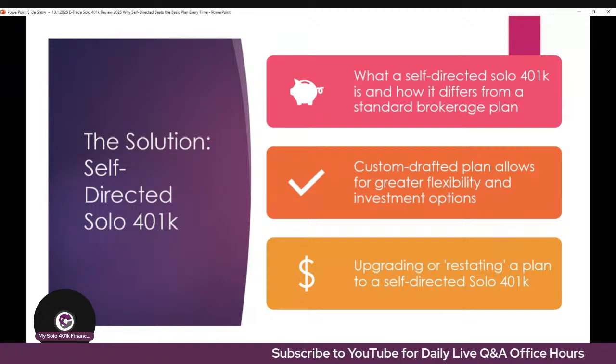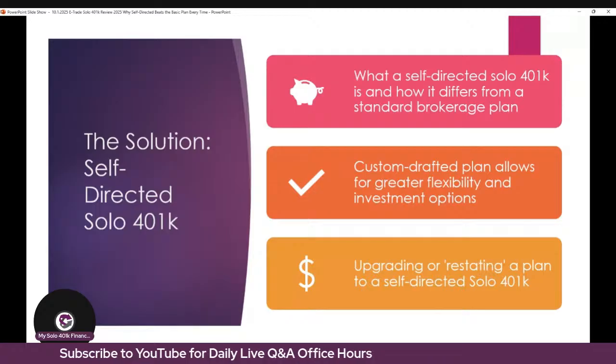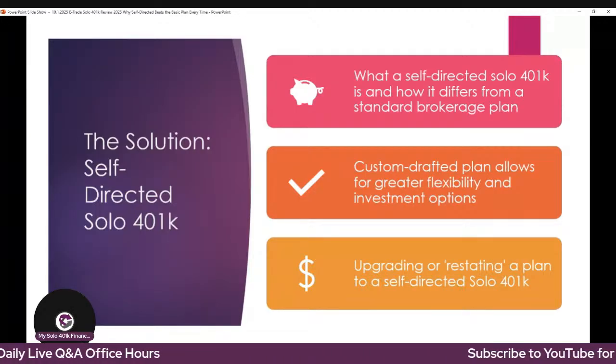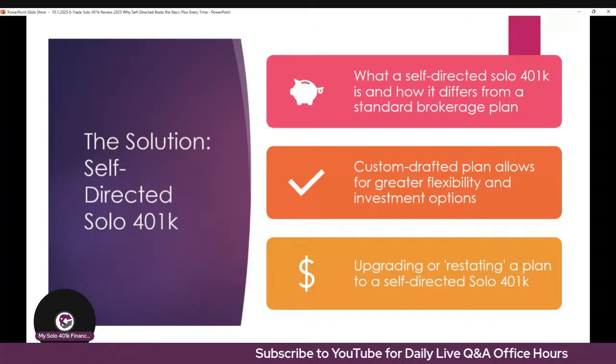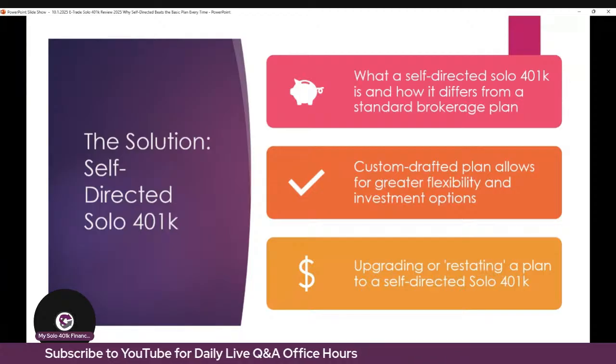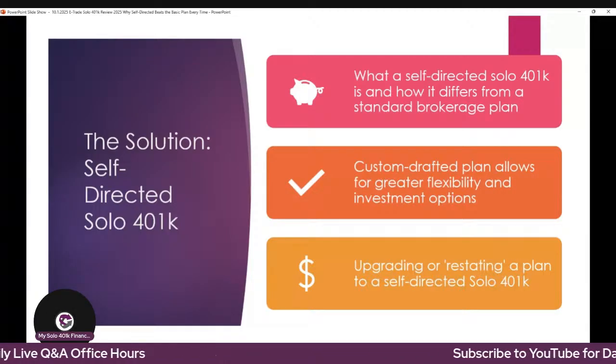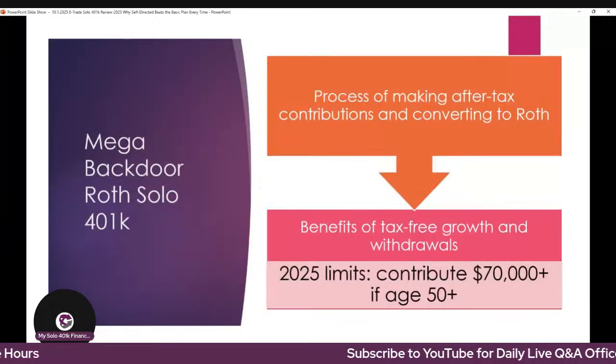So in that scenario where someone's upgrading their basic Solo 401k plan at E-Trade to our plan, we will help open those new accounts. We'll pre-fill the paperwork to open up those new accounts, and then we'll pre-fill the paperwork that E-Trade requires to transfer the cash and assets over from the pre-existing accounts for your basic plan to the new account for the restated plan.